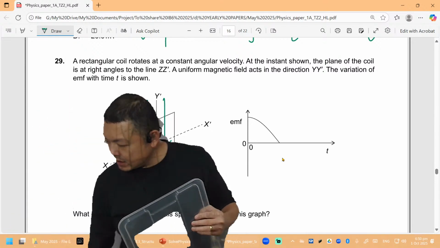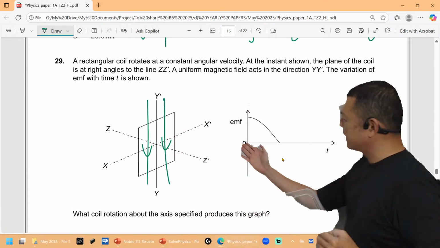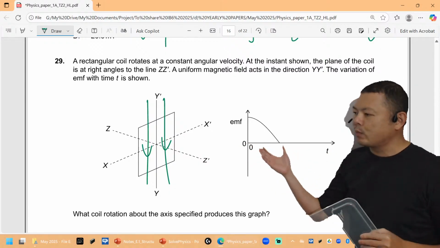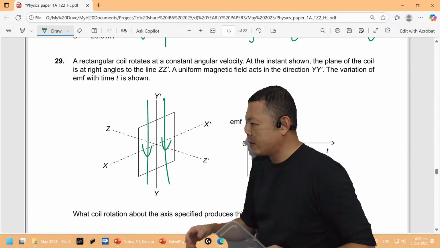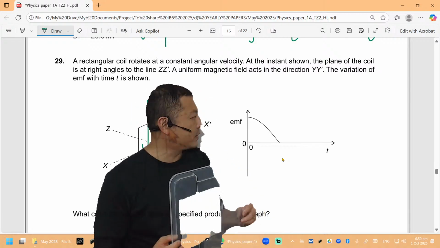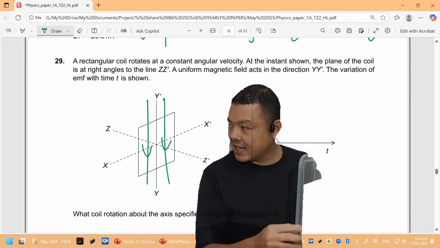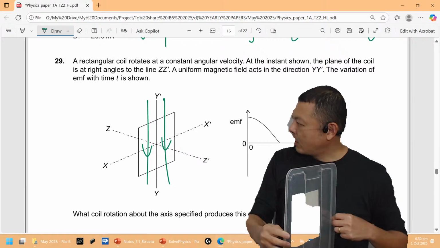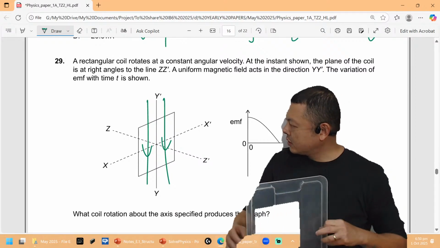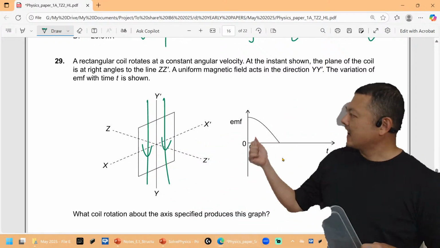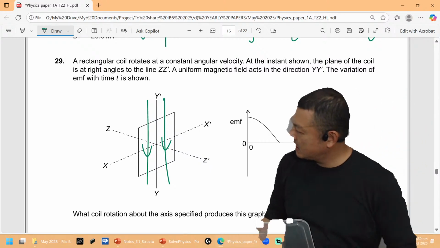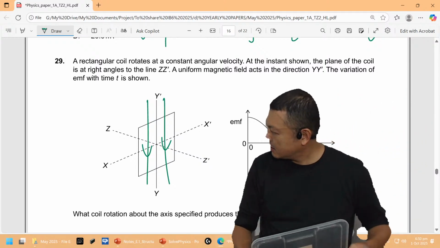Then they show you that there's an EMF that's been induced. This is basically 1/4 of a sine wave, or a cosine wave, sorry. 1/4 of a cosine wave. So how should you rotate this thing in order to get the induced EMF, starting with maximum first? Yeah, starting with maximum.